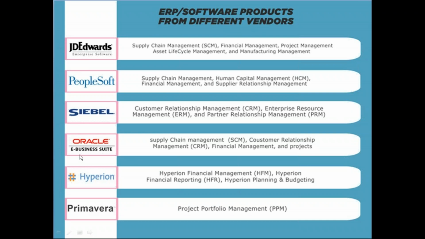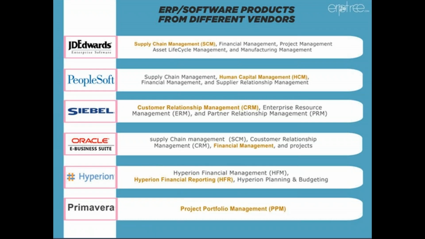And from Oracle E-Business Suite, we have SCM, financials, CRM, and projects. From Hyperion, Hyperion is not an ERP product; it's primarily reporting. We use Hyperion Financial Management for reporting, and we use it for planning and budgeting purposes. And Primavera is very famous for project portfolio management, where you can do project scheduling. So whatever I listed here, the first four are ERP products, and these two we can say are enterprise products which can be used by any enterprise for the relevant area of the solution.